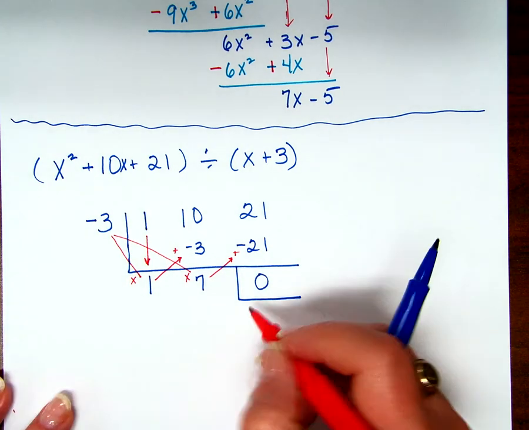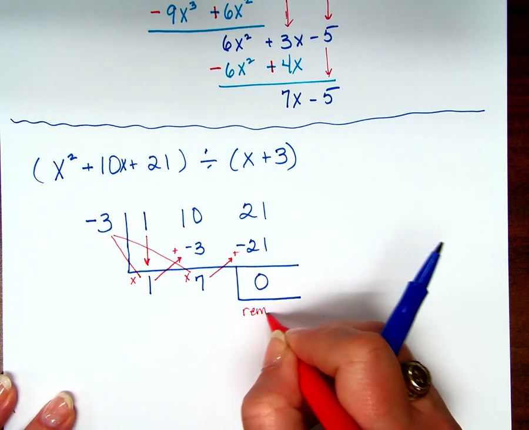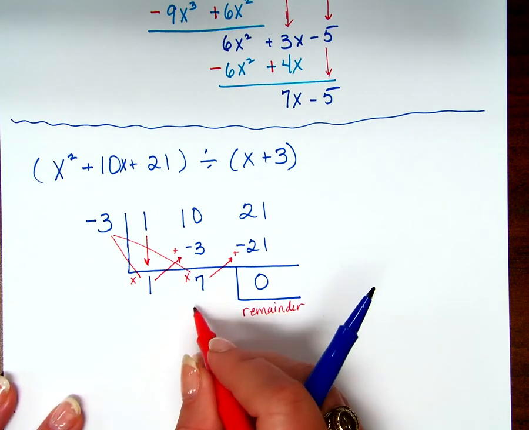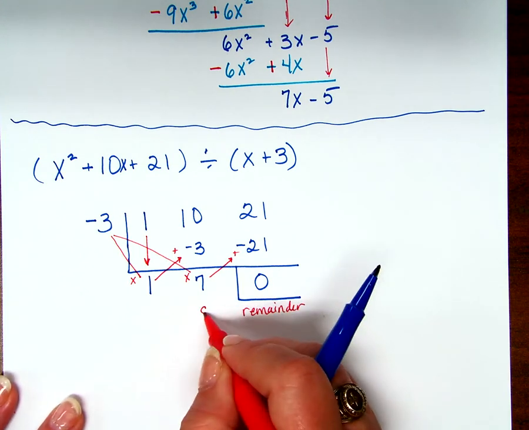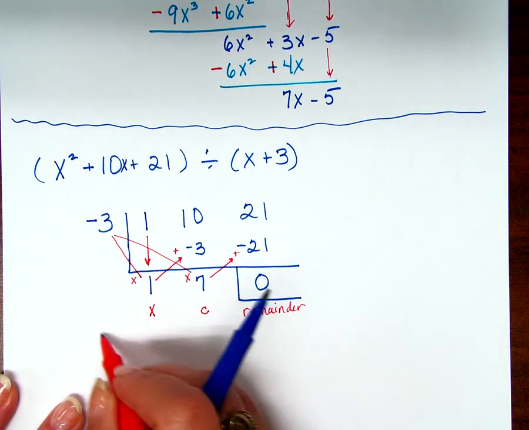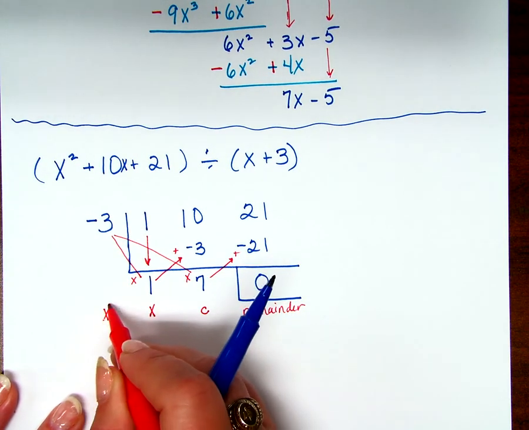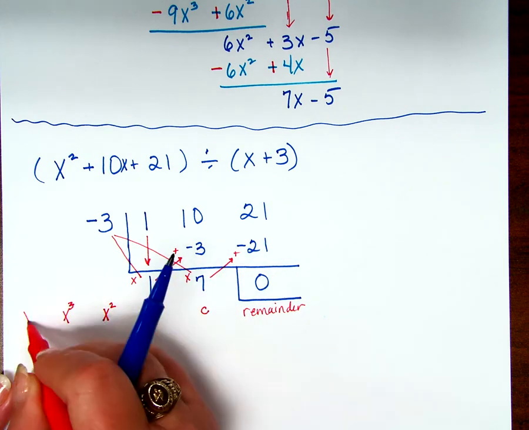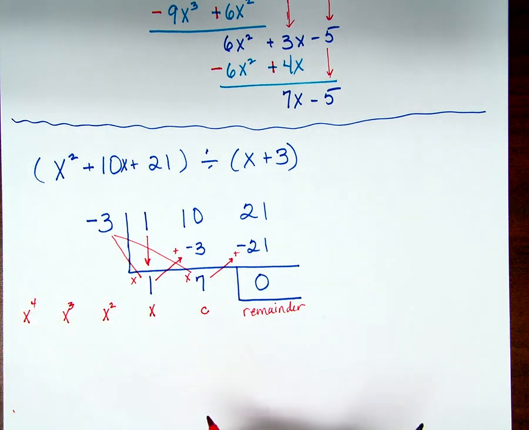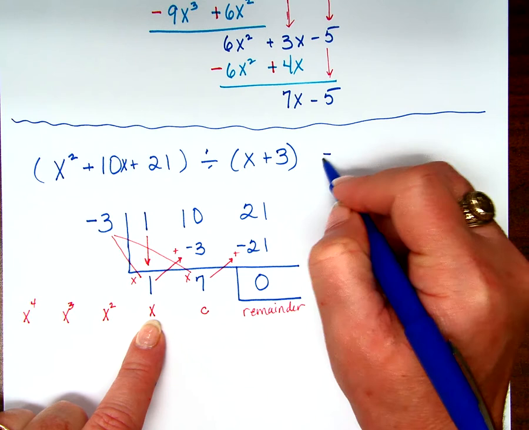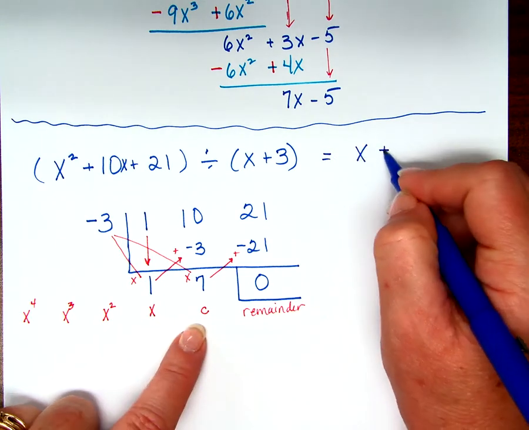So if this is my remainder box, what's the one right next to it? That's my constant, right? What's the one right next to that? The x term. If there was another term over here, what would be next to it? And next to it? X to the third and x to the fourth. However many terms that were there, I would know what it was, right? So when I go to write my answer here, I have x plus 7.